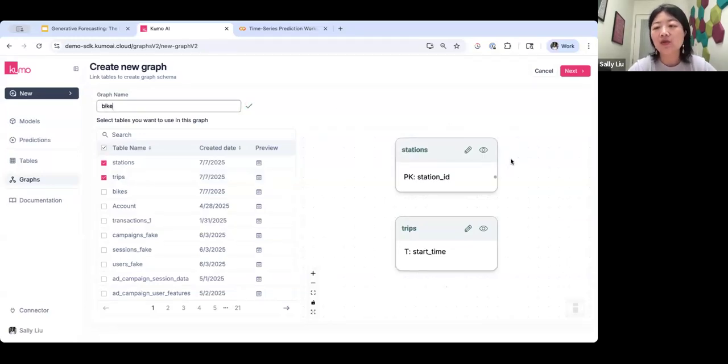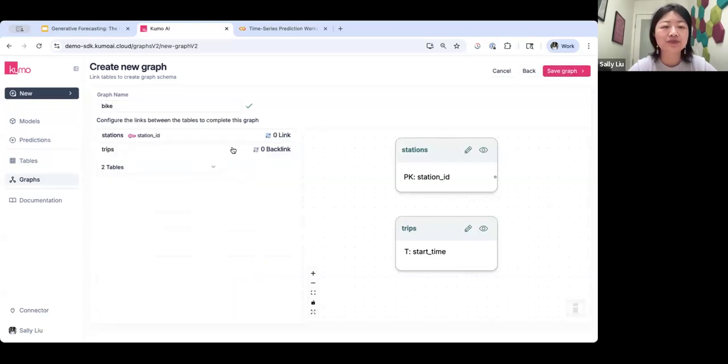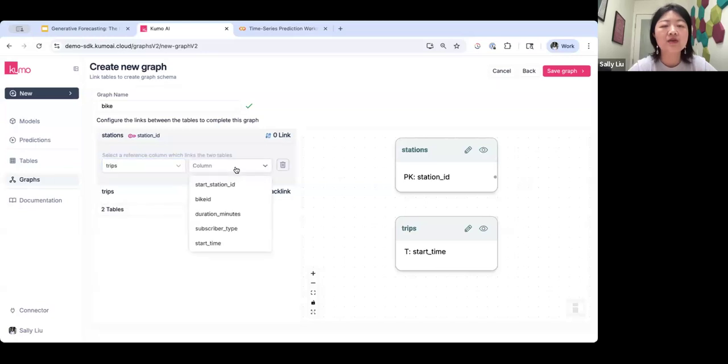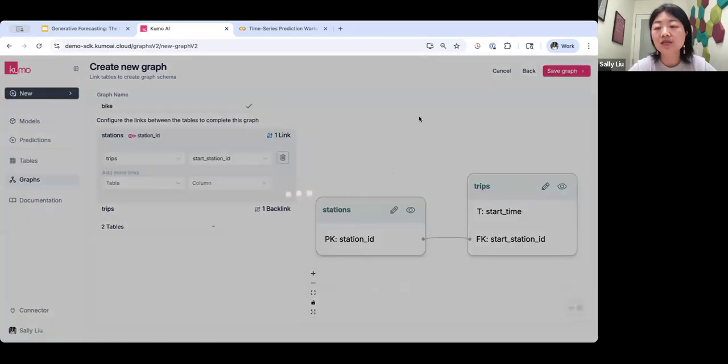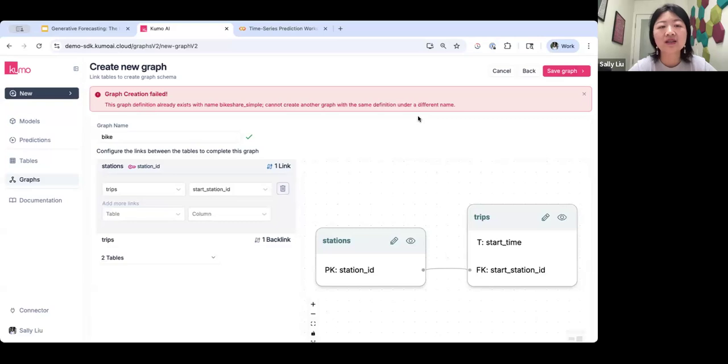bike. And then what happens next is that we can click next. From the station table, we want to make sure that there's a connection between the two tables. I think we can choose the trip here, and then we can choose the start station ID here. So now you can see these two tables form a graph, and then save the graph, and then you can use it for your prediction query.